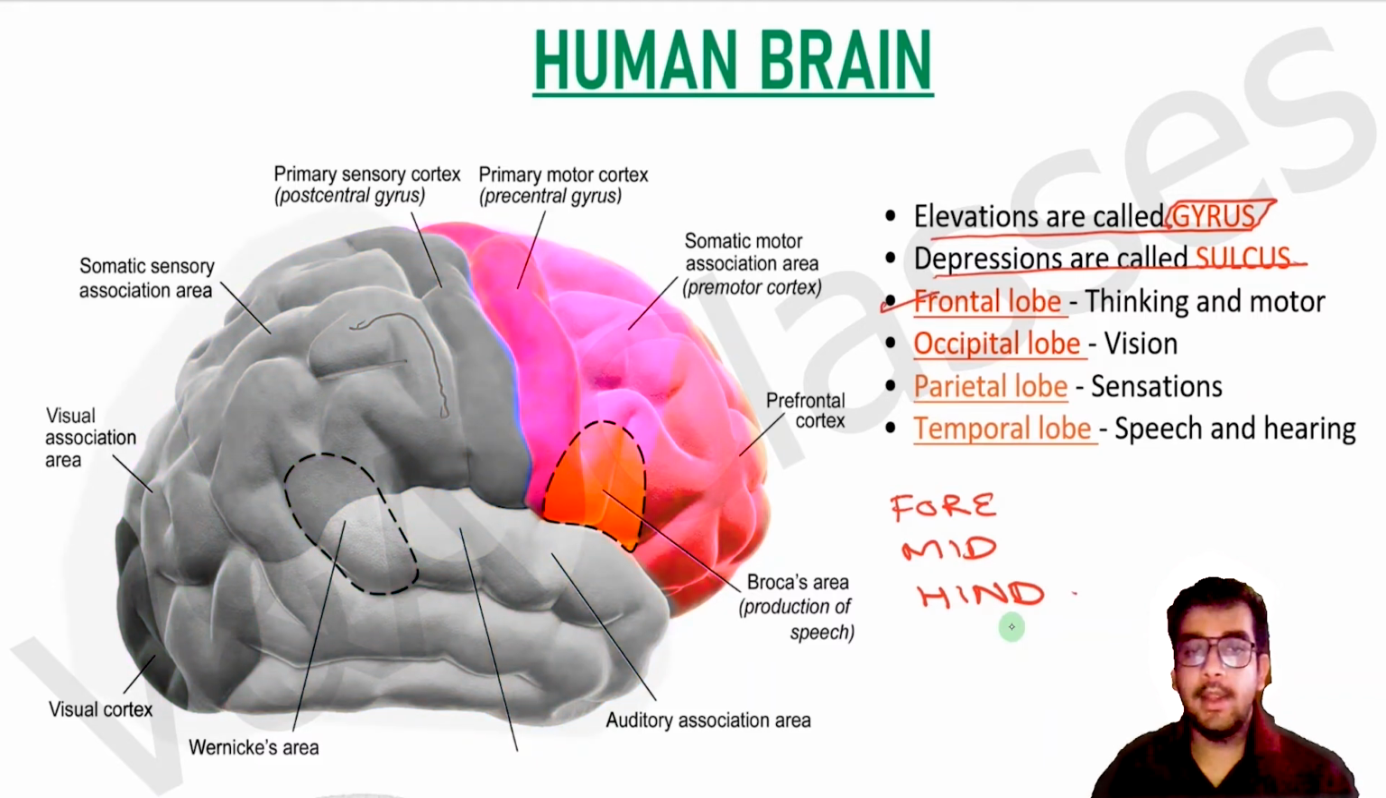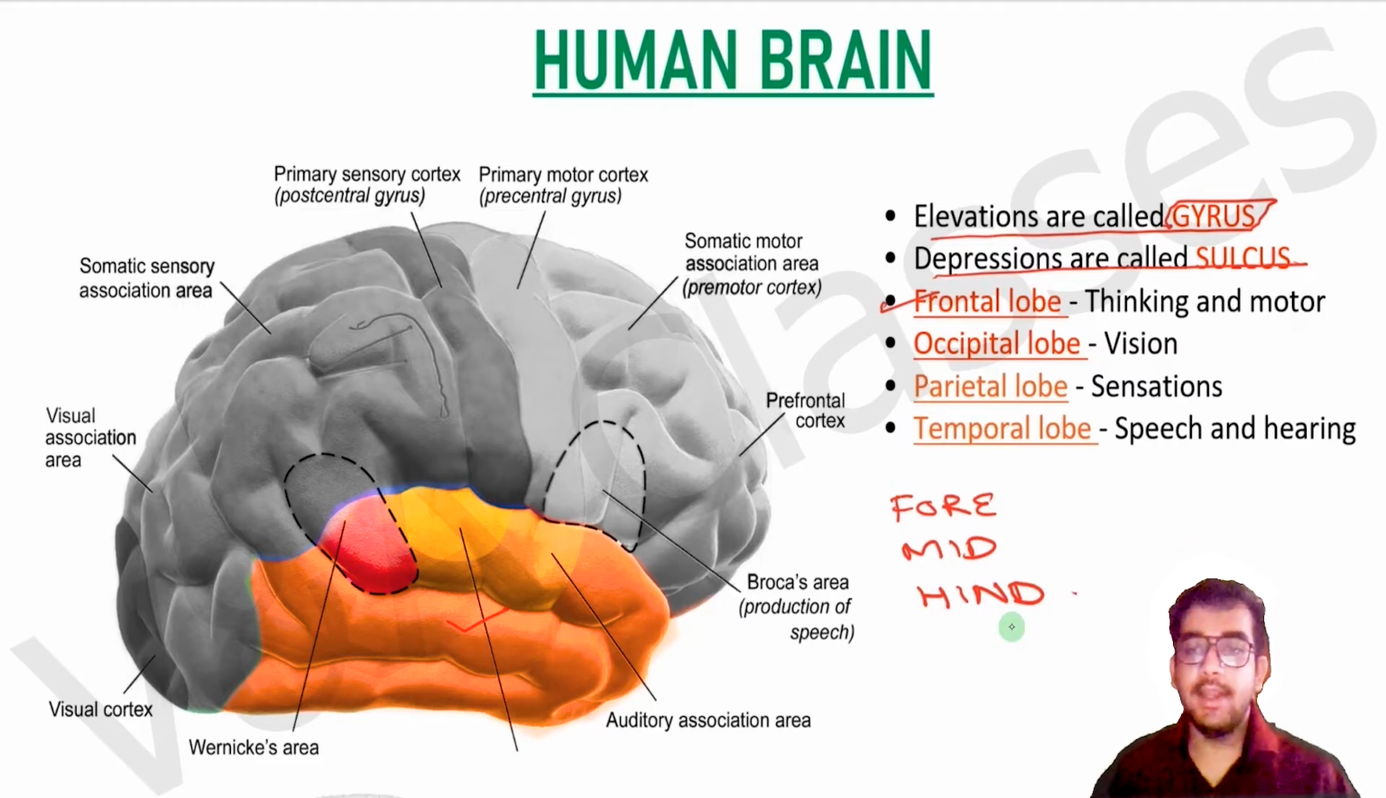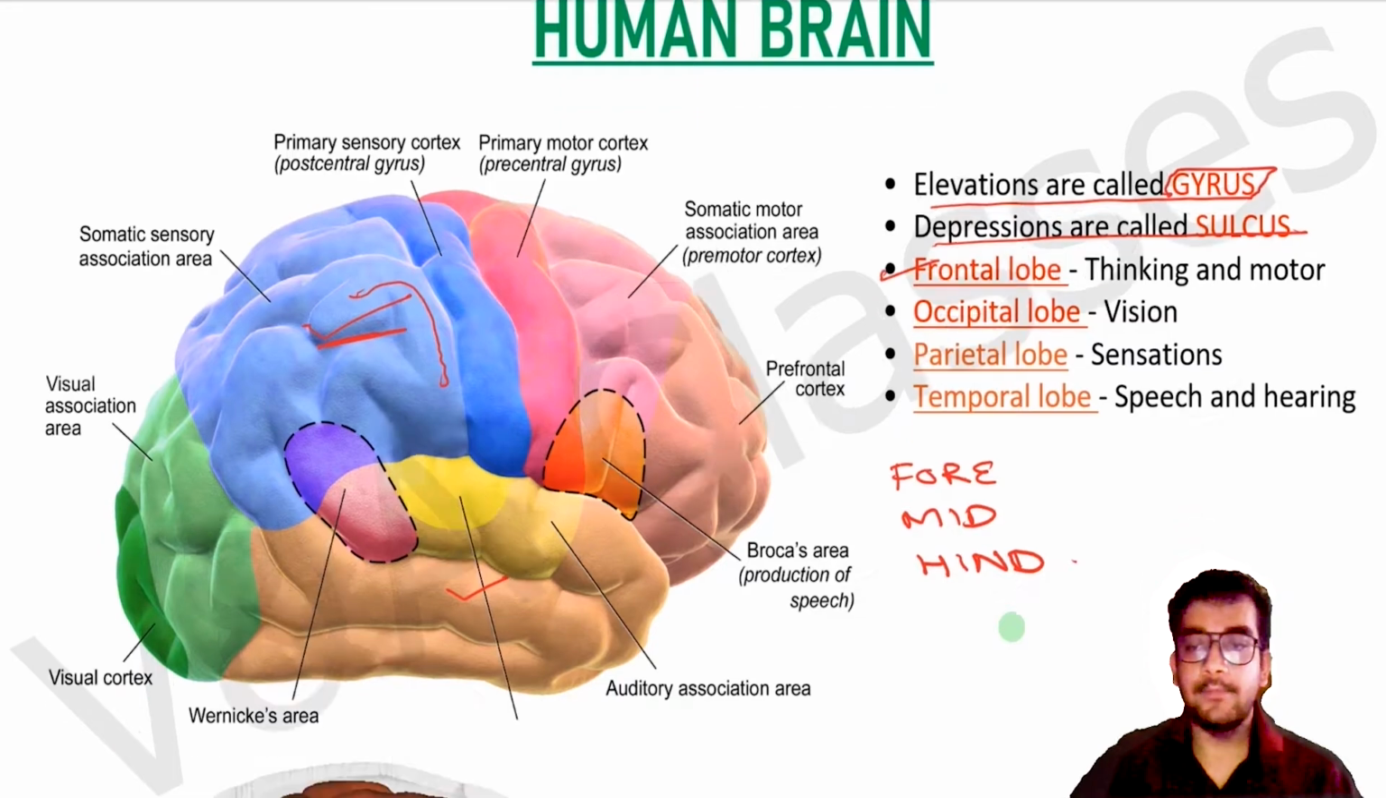The pink colored area, as you can see, is the frontal lobe and is mainly concerned with thinking and motor activity. Behind the frontal lobe, the blue colored region is the parietal lobe, and it is concerned with all the sensory inputs from all over the body. Below the parietal lobe, the light brown colored region is the temporal lobe, and it is mainly concerned with speech and hearing. At the back of the head, we have a small portion called the occipital lobe, which is represented in green color. Now let's see all these lobes and their functions one by one.